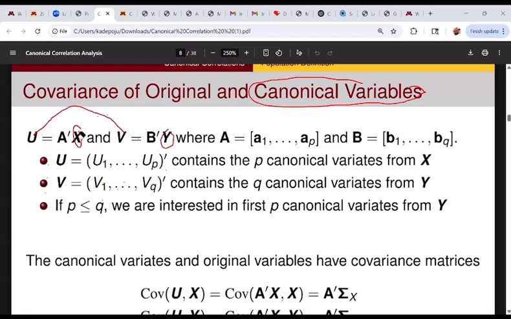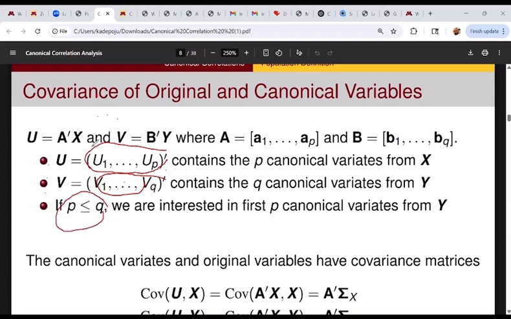Now, let me tell you this. For set of X, we're going to have U1 up to UP canonical variates, which are the canonical variates from X. Each is a linear combination that we derive from X. Then, of course, V is the one we derive from set of Y, with the fact that P is less than or equal to Q. Don't forget, the number of linear combinations that we derive, like the number of principal components, is P for X and Q for Y, and we are interested in the situation where P is less than or equal to Q.